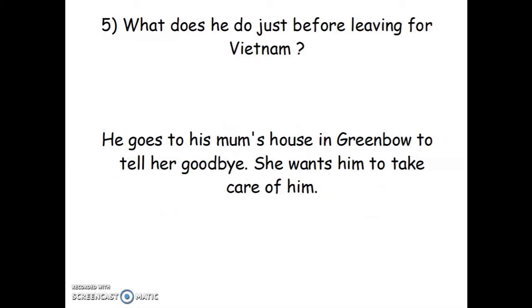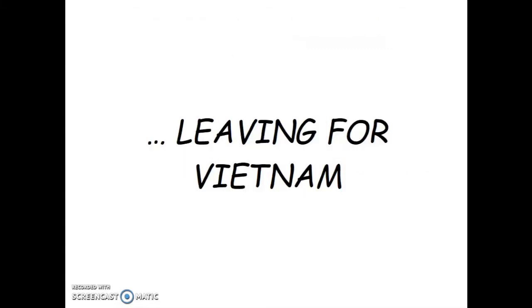And this leads us to question 5. What does he do just before leaving for Vietnam? Well, simply he goes to his mom's house in Greenbow to tell her goodbye. And kind of the same piece of advice, his mom tells him, and she wants him to take care of himself. Okay, so this is what happens just before leaving for Vietnam.